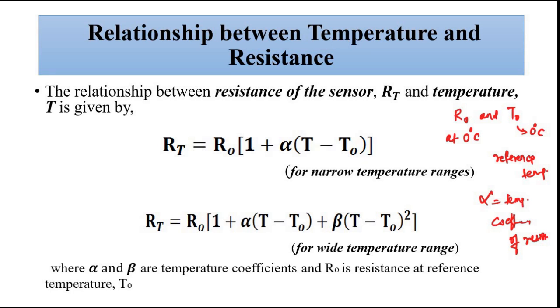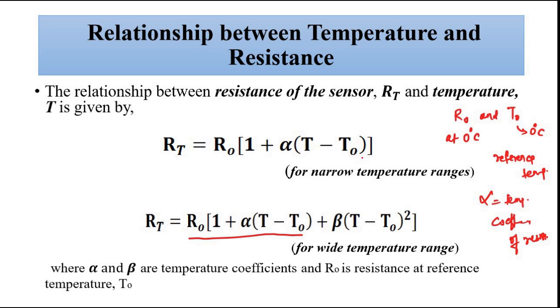For each metal it is unique and it is mentioned in the specification sheet. When you purchase a particular sensor, an electrical resistance thermometer, it will be mentioned in the specification sheet. And as you can see, there is a slight variation in the relationship. Up until this much it is the same, R0 into 1 plus alpha into T minus T0, the difference between the specific temperature and 0 degrees Celsius. Up to this it is constant.